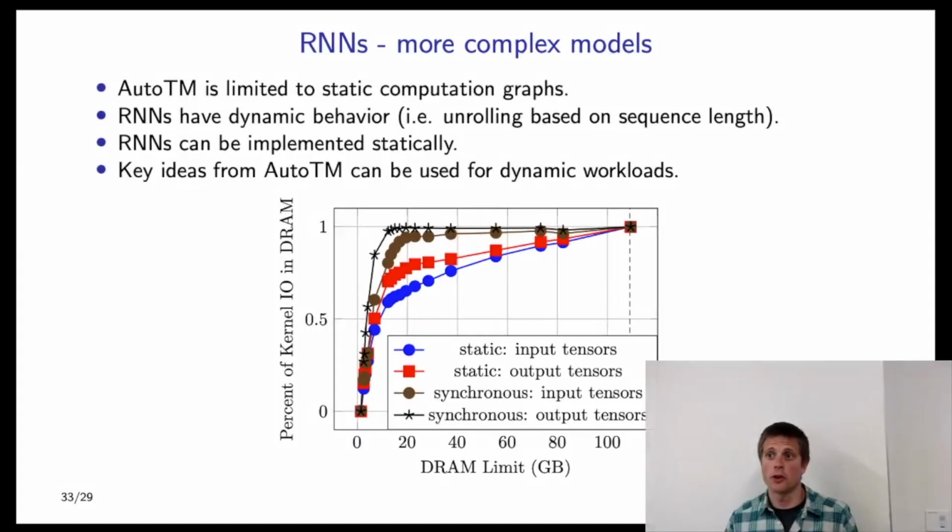And finally, there's a question of why we don't present any work for RNNs or language models. That's because at the moment, AutoTM is limited to static computation graphs, and often RNNs or other types of language models have dynamic behavior depending on some input sequence length. And while these RNNs can be implemented statically, doing so will result in a lot of wasted computation in the case where the sequence length is different than your static unrolling of the network. We do think some ideas from AutoTM can be used for these dynamic workloads, and that's what we're looking into next.